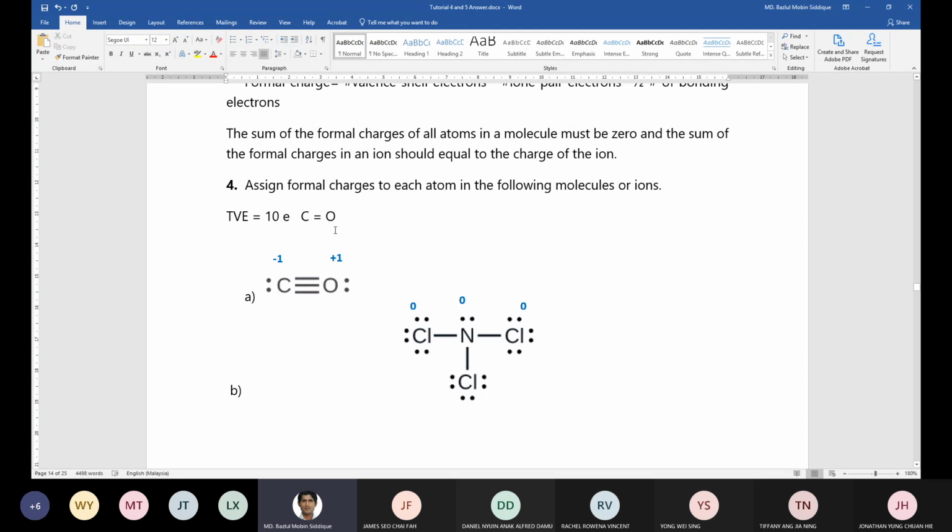Now, if we would just make it two double bonds, then what would be the problem? It should be no problem, right? Because 10 electrons and then the rest. So 1, 2, 3, 4.